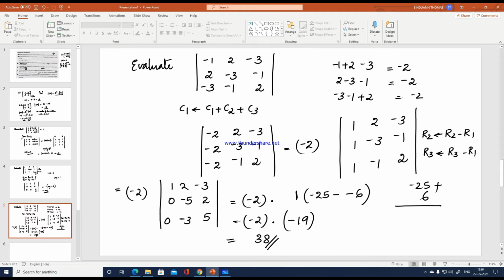Okay. So what we have done is, in order to simplify this, we add all the elements in a column and we got the common element as minus 2. We take the minus 2 outside and made it 1. If it is 1, you can reduce this particular matrix so that we don't have to evaluate the other values. So we subtracted row 1 from row 2 and row 1 from row 3. So we got the new value, and when you do the normal determinant, we got the answer as 38. Hope the properties of matrix is clear for you. Thank you.